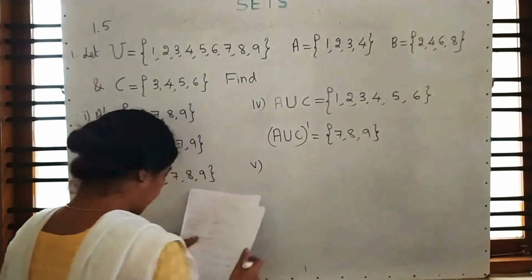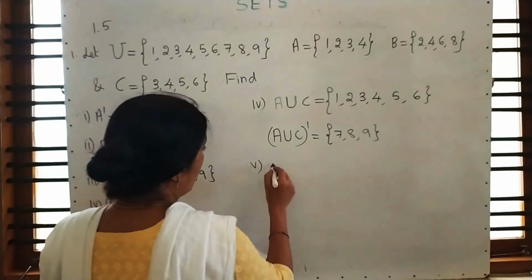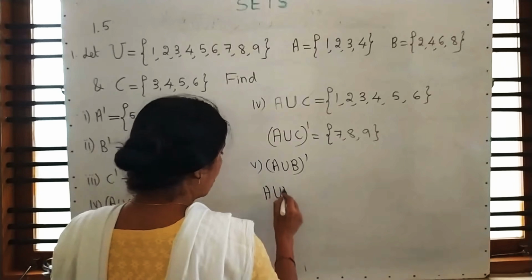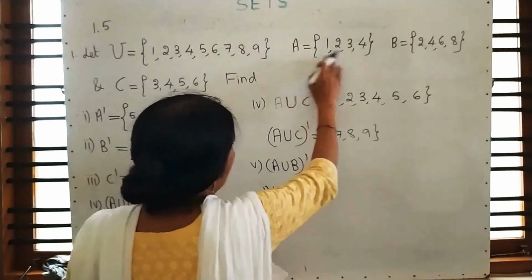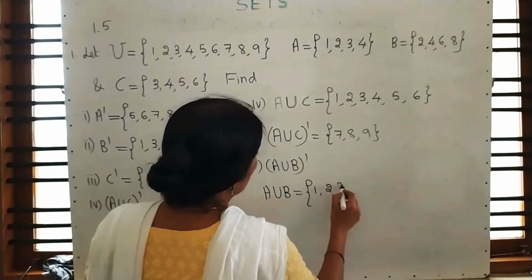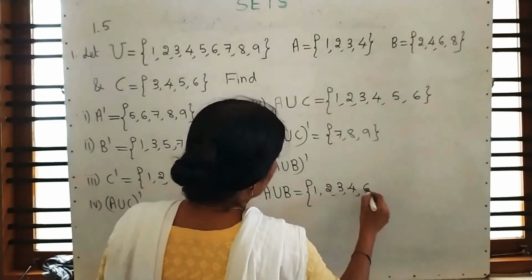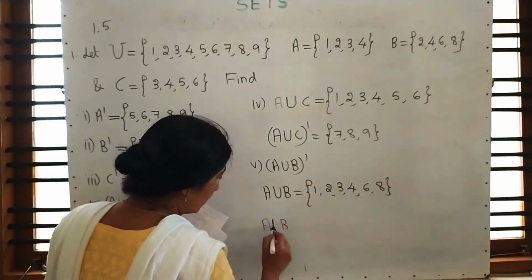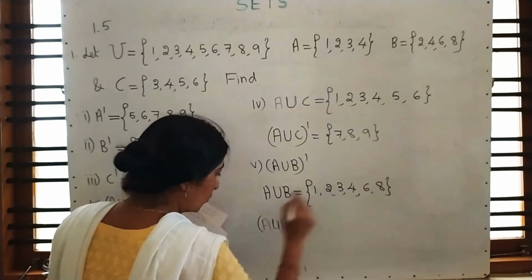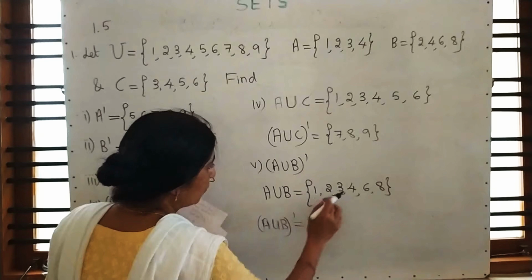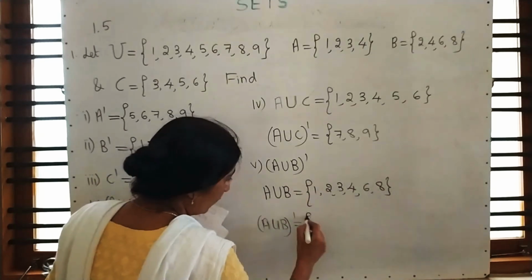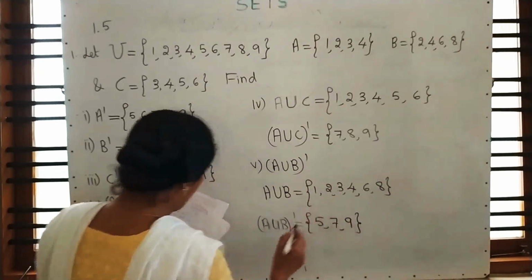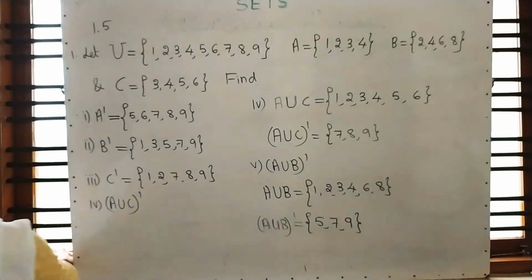Next, the fifth one. Fifth is (A union B) complement. For that, first find A union B, the union of A and B: 1, 2, 3, 4, 6, 8. Its complement means compare this with the universal set, and those that are present here, don't write. That means 1, 2, 3, 4 are there, 5 is not there, 6 is there, so 5, 7, 9. Is it clear or what? Yes, it is very simple if you know the concept.